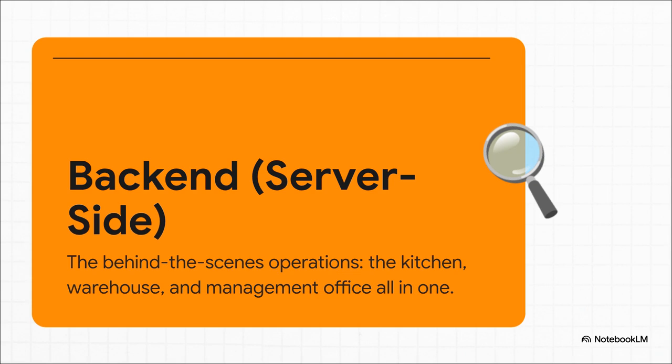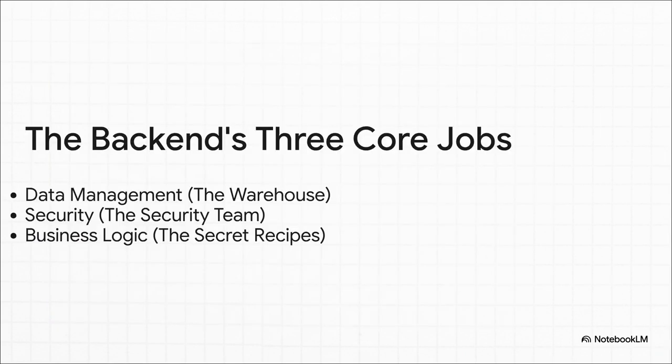This backend, or what tech folks call the server side, is basically the entire behind-the-scenes operation. It's the kitchen, sure, but it's also the giant food warehouse and the manager's office where all the decisions get made. And all of this is running on these super powerful remote computers that we just call servers. So this hidden kitchen basically has 3 main jobs, and they're all absolutely critical. You've got data management, that's the warehouse, security, that's the security team, and business logic, these are the restaurant's secret recipes. Let's break down what each of these really means.